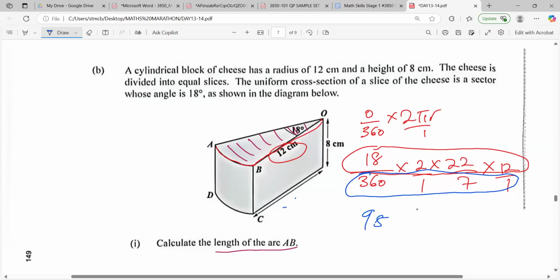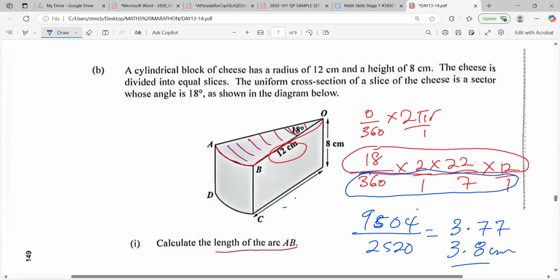That gives me 9,504. And then 360 times 7, that will go to 2520. Alright, so 954 divided by 250, 3.7. So one decimal place, 3.8. And next 7 follow this one.